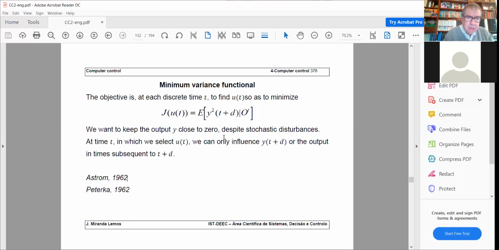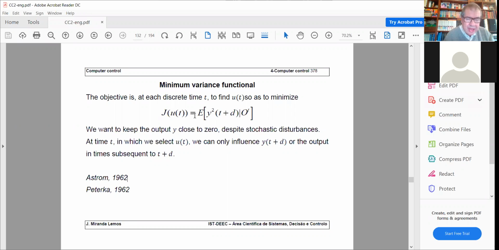Now, we formulate this problem as an optimization problem. So we are going to find u of t such that the expected value of the square of the output at time t plus d is the least possible one. Actually, this expected value is the expected value given the observations up to time t. You do this because you want your control variable to depend on data up to time t. So this is a conditional probability.